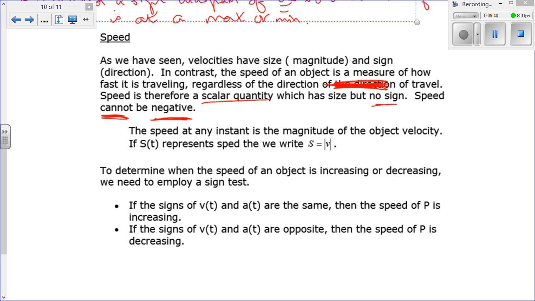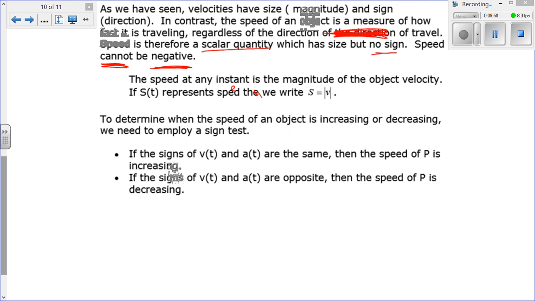If s of t represents speed, then we write s equals the absolute value of v. To determine when the speed of an object is increasing or decreasing, we need to employ a sign test. If the signs of v of t and a of t are the same, then the speed of P is increasing. If the signs of v of t and a of t are opposite, then the speed of P is decreasing. So in this case they're both positive or both negative, and in this case one is positive and one is negative. And it doesn't matter which it is.